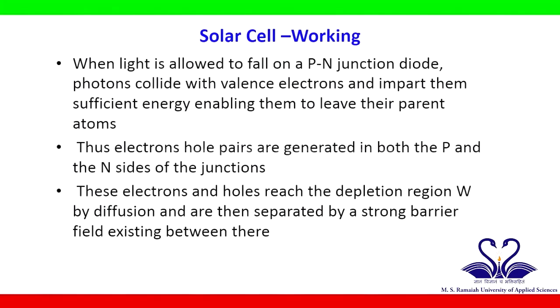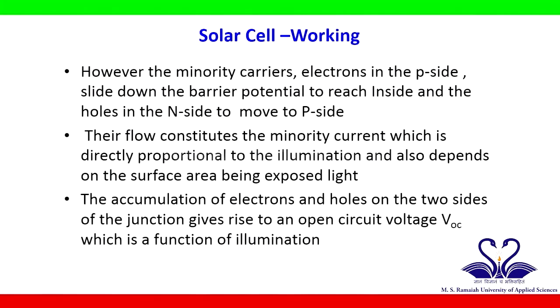When the energy of the incident photon is larger than the band gap, the photon is absorbed and an electron-hole pair is formed. These electron-hole pairs are separated by a strong barrier field existing in the depletion region. The accumulation of electrons and holes on the two sides of the junction gives rise to an open circuit voltage VOC, which is a function of illumination.